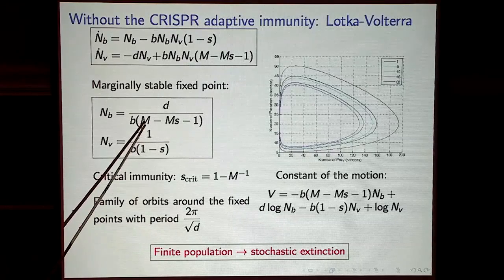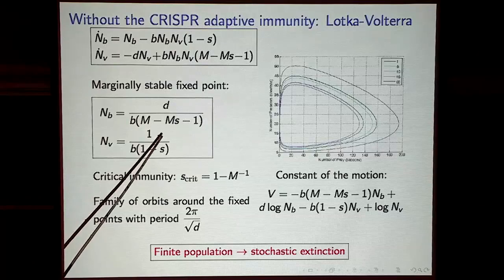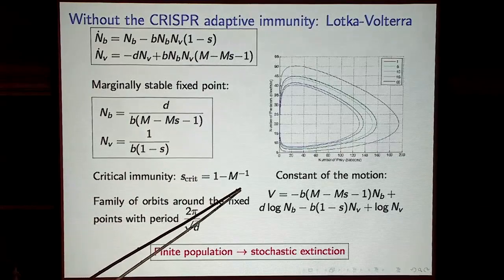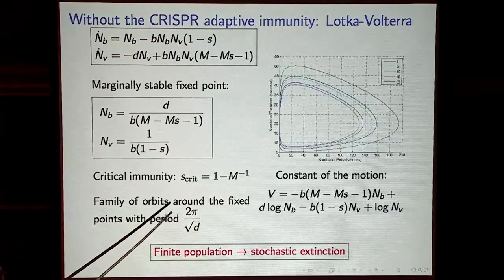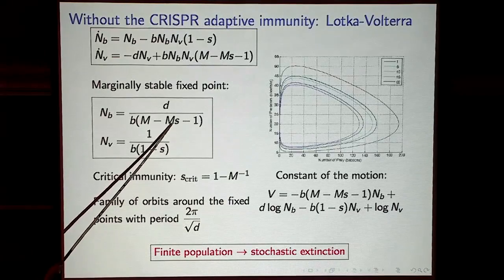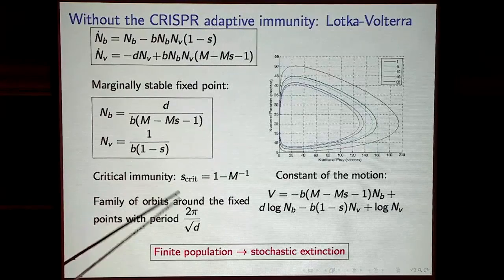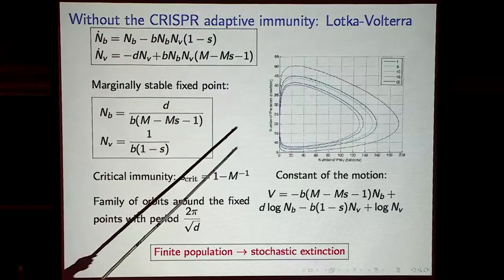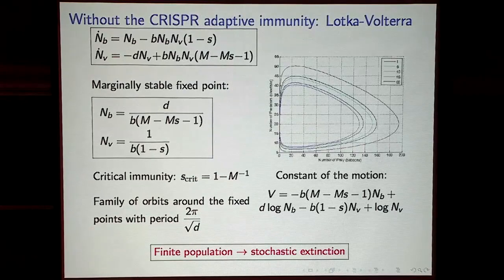Another thing to notice is that the population size of hosts diverges when the immunity S reaches a critical value, which is less than 1. It has to do with the burst size of the virus. At this value of immunity, the mean productivity of the virus goes below 1, and there's no longer a fixed point. It doesn't matter where you start on the diagram, the outcome is the extinction of the virus.